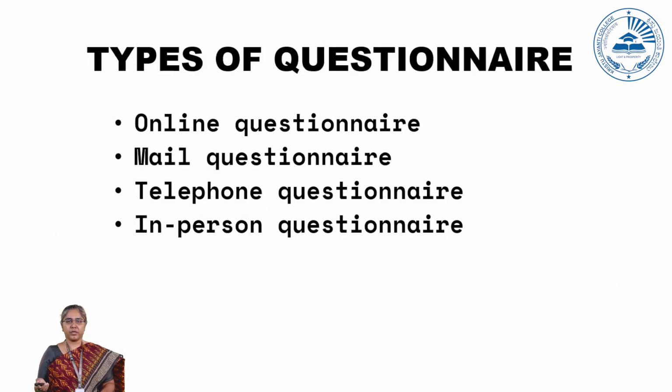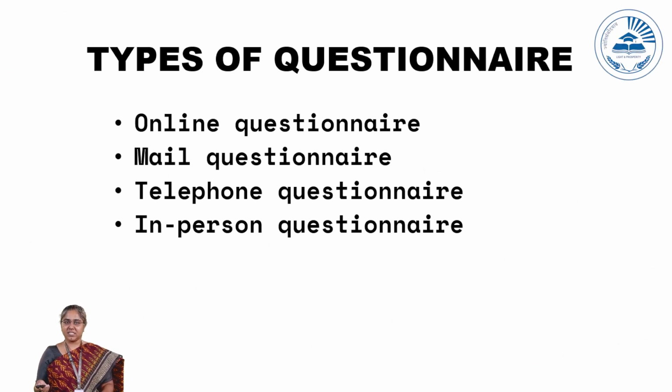Moving further, we are going to see the types of questionnaires. So basically, the types of questionnaires are online questionnaire, mail questionnaire, telephone questionnaire, and in-person questionnaire. This is based on the mode of how the questionnaire is given to the respondents. Online questionnaire, an example would be the Google Forms that we answer, we've seen from time to time. So you give the questionnaire to the respondents in online mode and they respond to you.